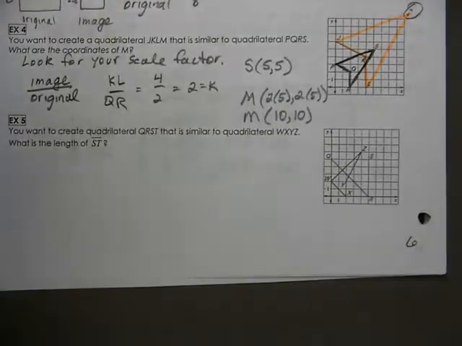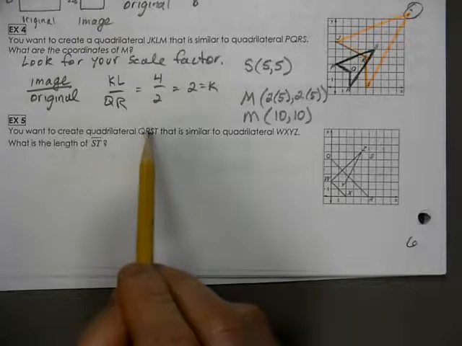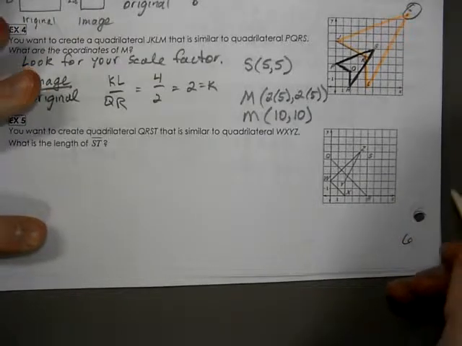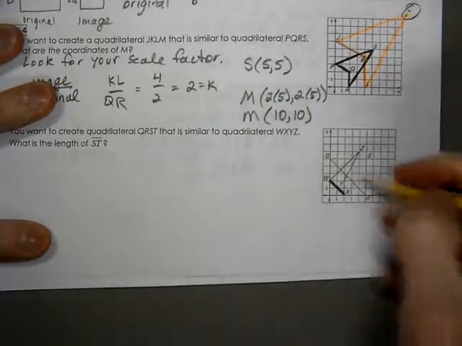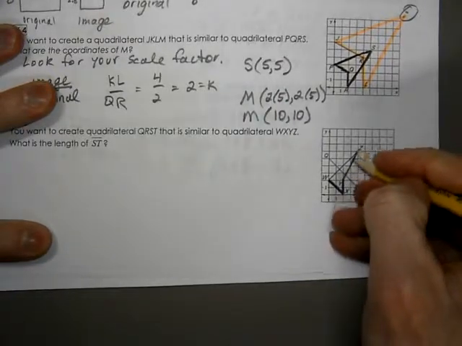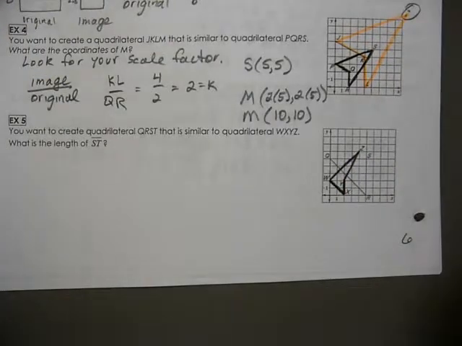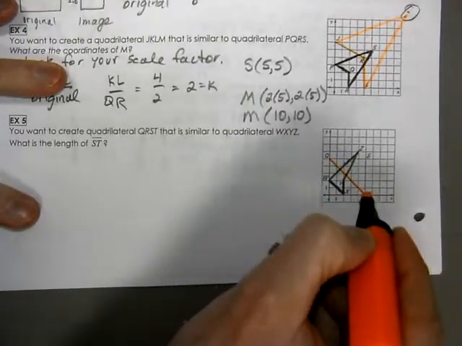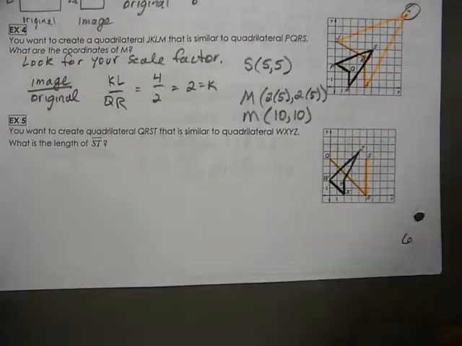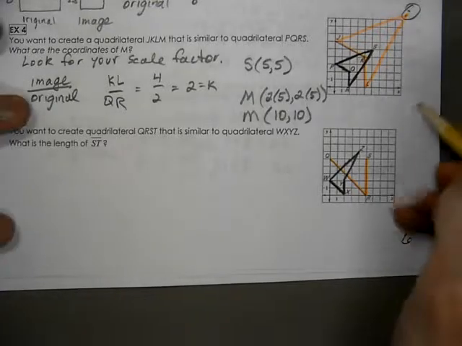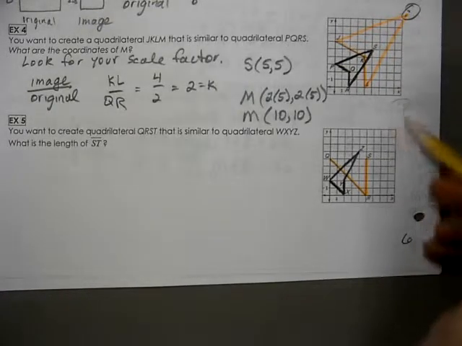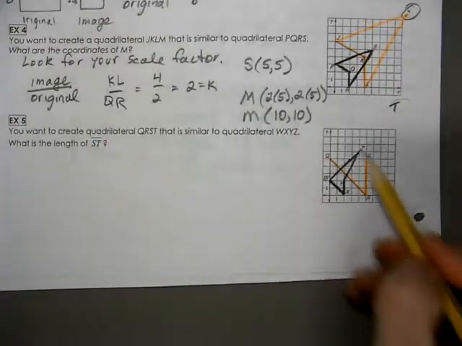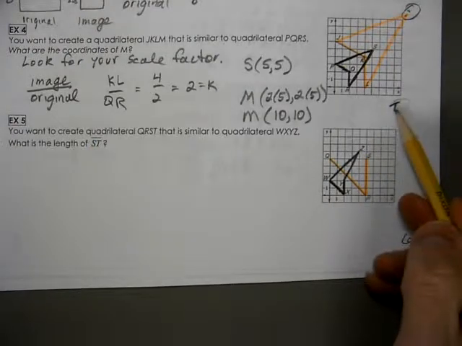Last question. You want to create a quadrilateral QRST that is similar to WXYZ. So there's your original shape. Your image is here. We have an additional point that is floating out here somewhere. So we got to figure out where that point is, because we need to figure out the length of S to T. But I don't even know where T is located.